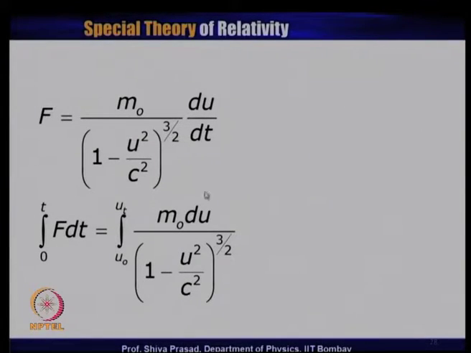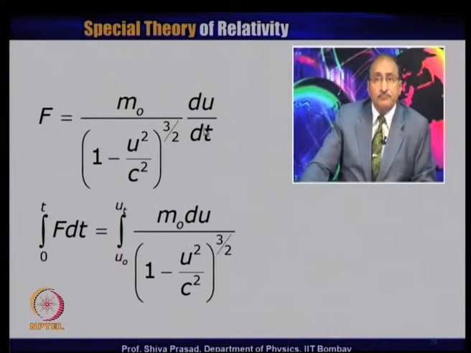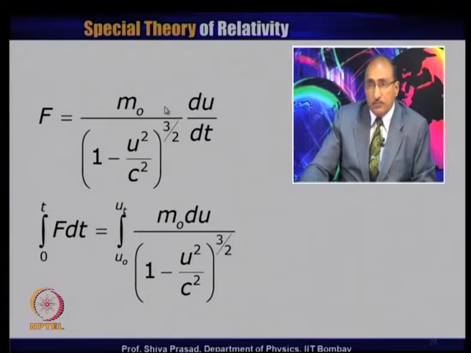This was my force equation. Acceleration I have written as du/dt, the rate of change of speed or velocity is the acceleration. This is just what I have written as gamma u cube m naught. This dt I will take on this side, du I will let remain on this side, and integrate.